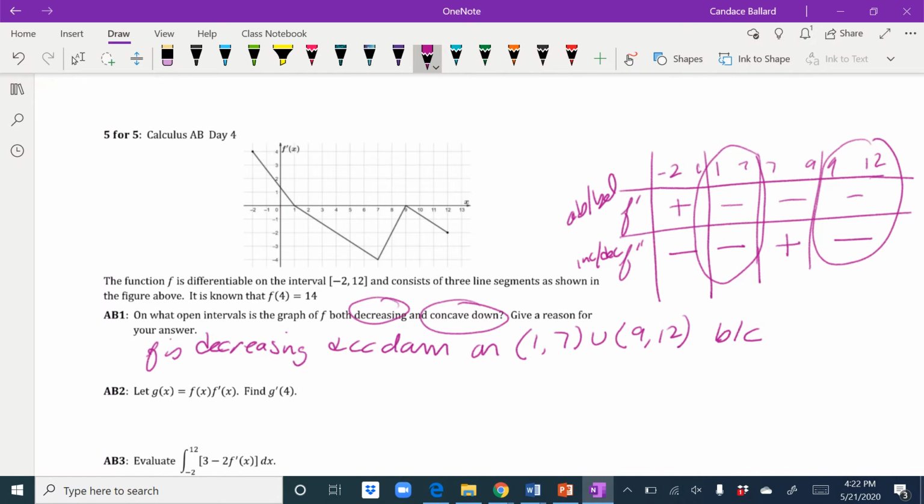Okay, so because we only know about f prime, because that's the information they give us, because f prime is negative and decreasing on these intervals. Okay.